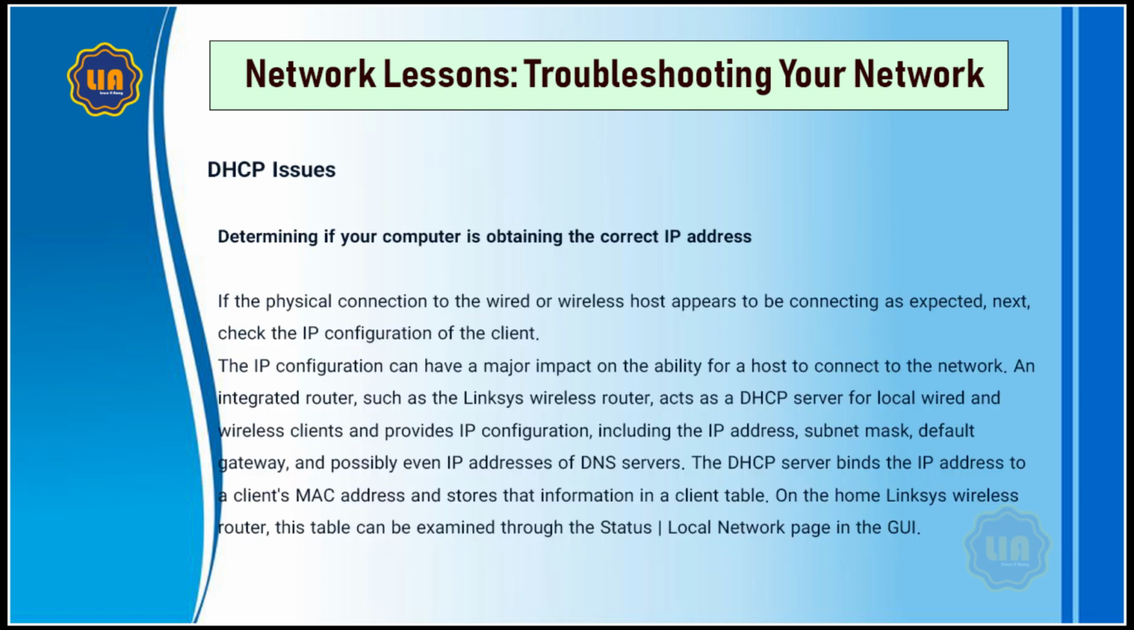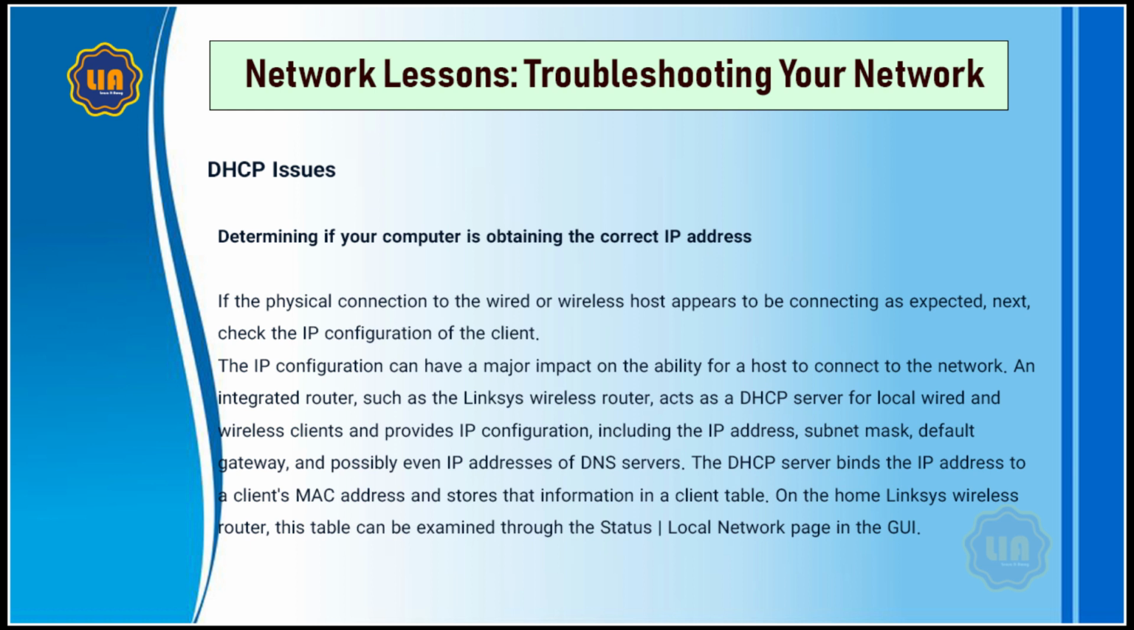DHCP issues. Determining if your computer is obtaining the correct IP address. If the physical connection to the wired or wireless host appears to be connecting as expected, next, check the IP configuration of the client. The IP configuration can have a major impact on the ability for a host to connect to the network. An integrated router, such as the Linksys wireless router, acts as a DHCP server for local wired and wireless clients and provides IP configuration, including the IP address, subnet mask, default gateway, and possibly even IP addresses of DNS servers.